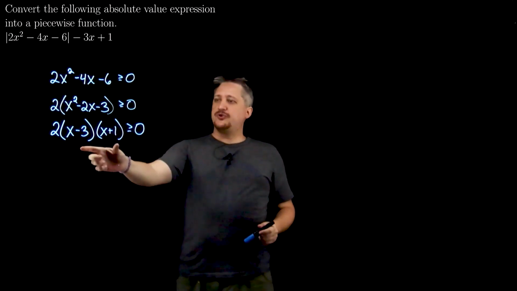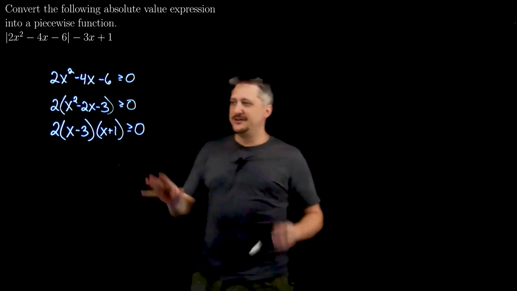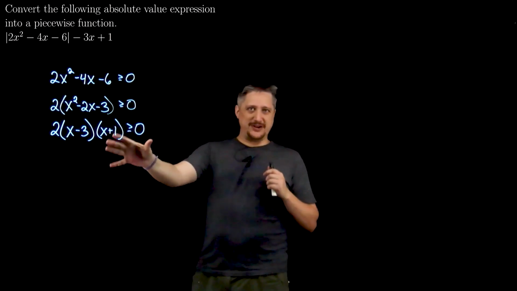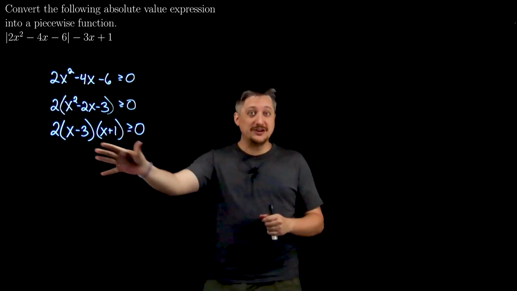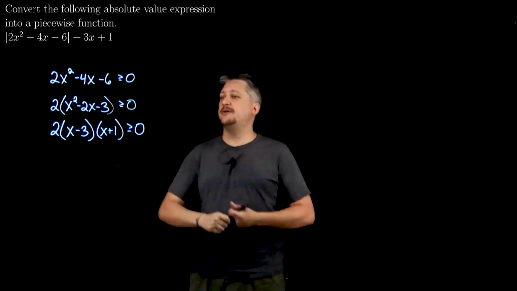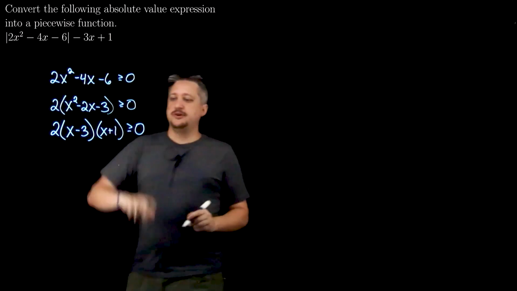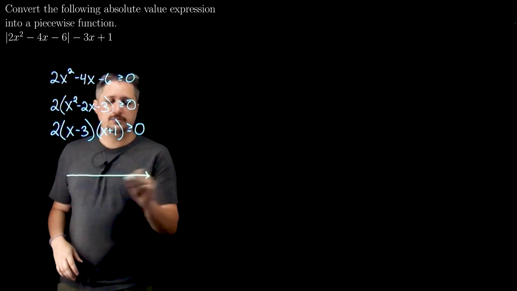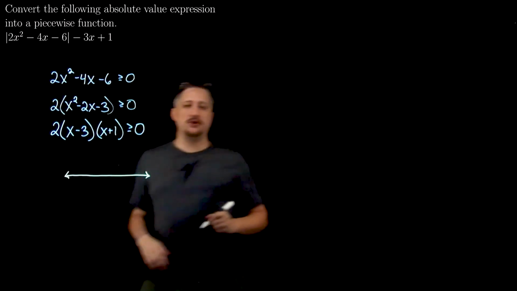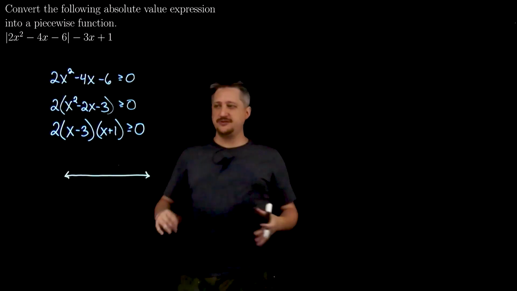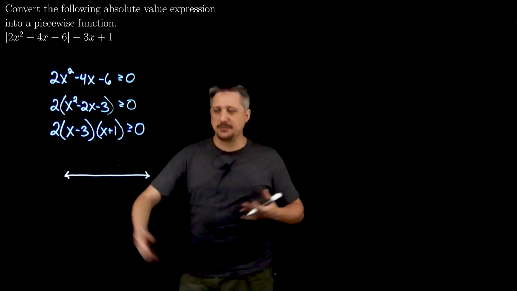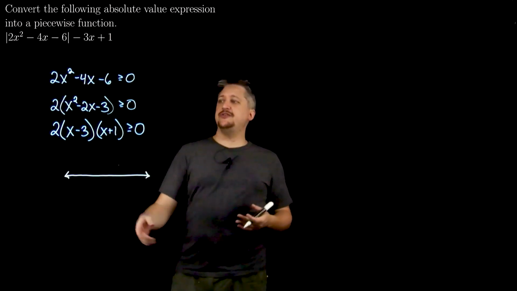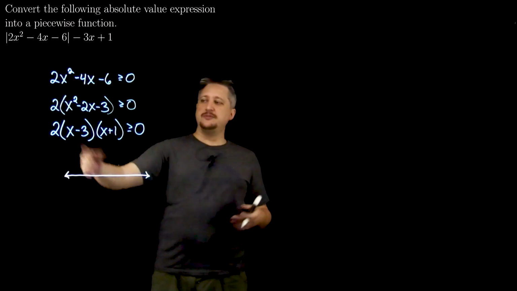So now I've captured where this thing is positive, but I don't actually know the answer yet. I've done all the work; now I just need to do the sign chart. So I'm going to write down my number line, and put on it all of the zeros and discontinuities. There are no discontinuities because this is a polynomial. So all I need are the zeros, when each of these factors is 0.